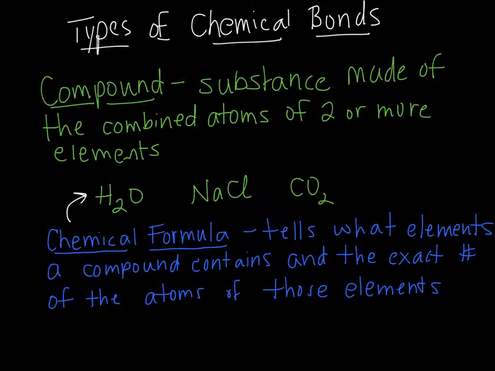You could look at those chemical formulas and determine how many of each atom is in that formula. How many hydrogens are in the water molecule? Well, you'd look at the number next to it and you'd say 2. How many oxygens are in the water molecule? There's no number next to it, so there would be 1. If you look at sodium chloride, there's 1 of each, 1 sodium and 1 chlorine. And if you look at carbon dioxide, there's 1 carbon and 2 oxygens.